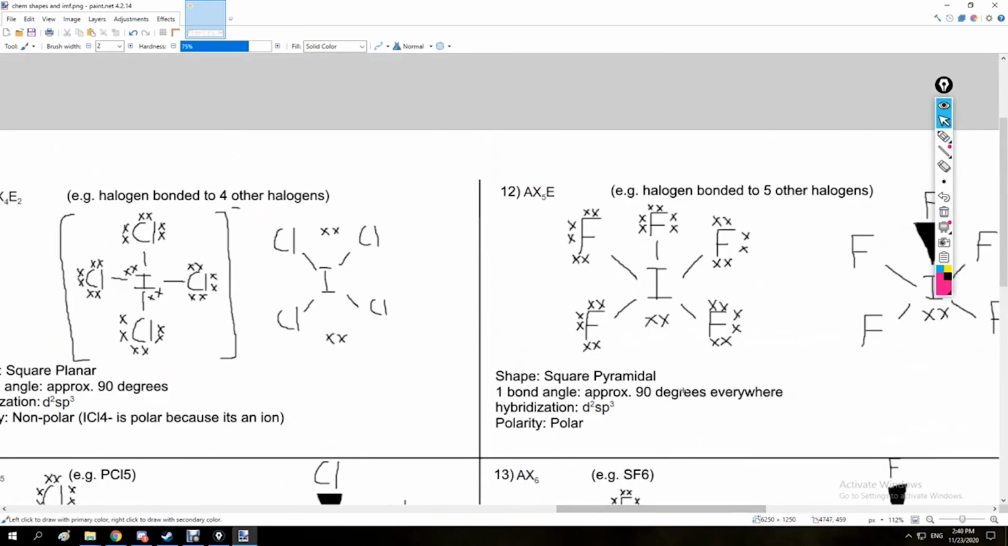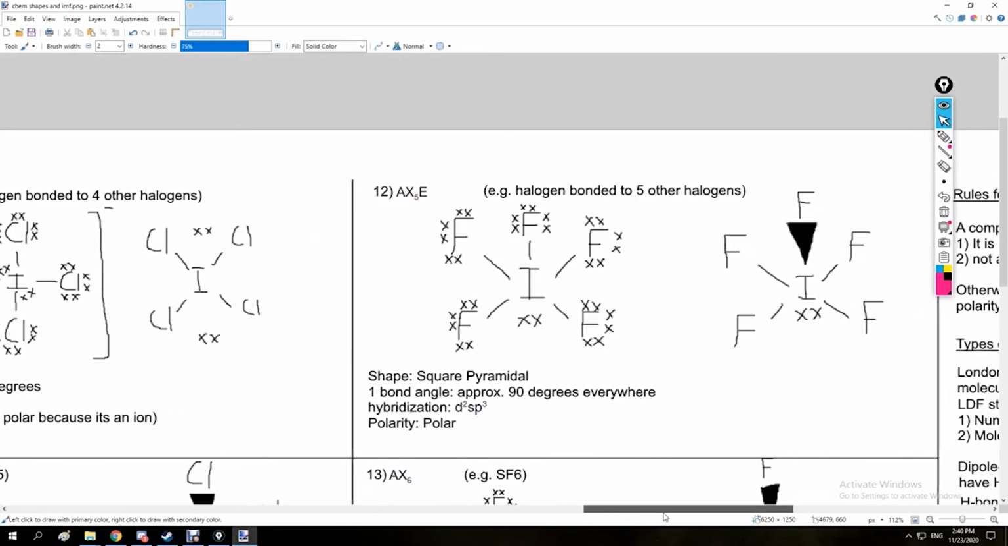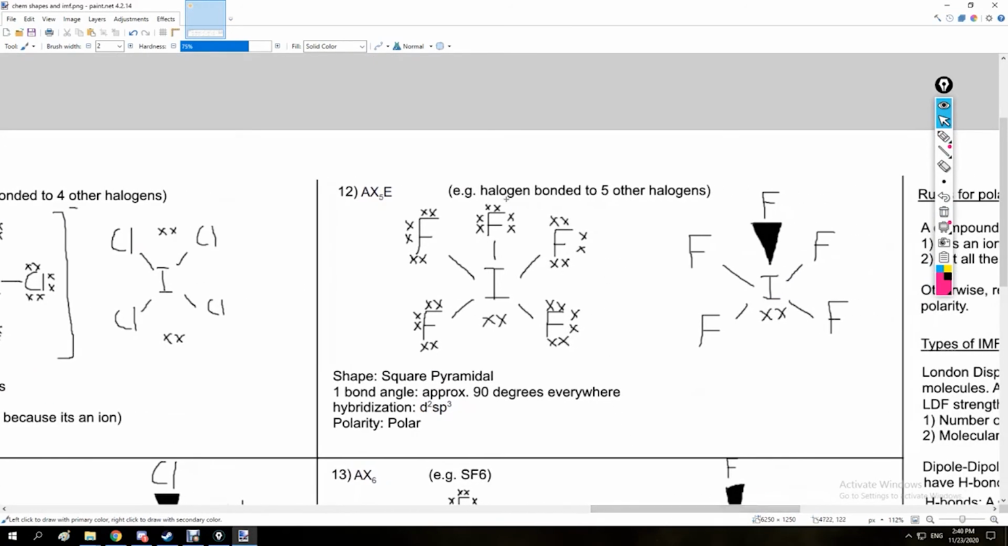Next shape is going to be AX5E. An example of this is any halogen bonded to 5 other halogens. Here we've chosen IF5 as an example. So this is what the Lewis structure is going to look like, and this is what the shape is going to look like. These 4 Fs form a square base. This F is going to be vertically above, and the lone pair is going to be vertically below.